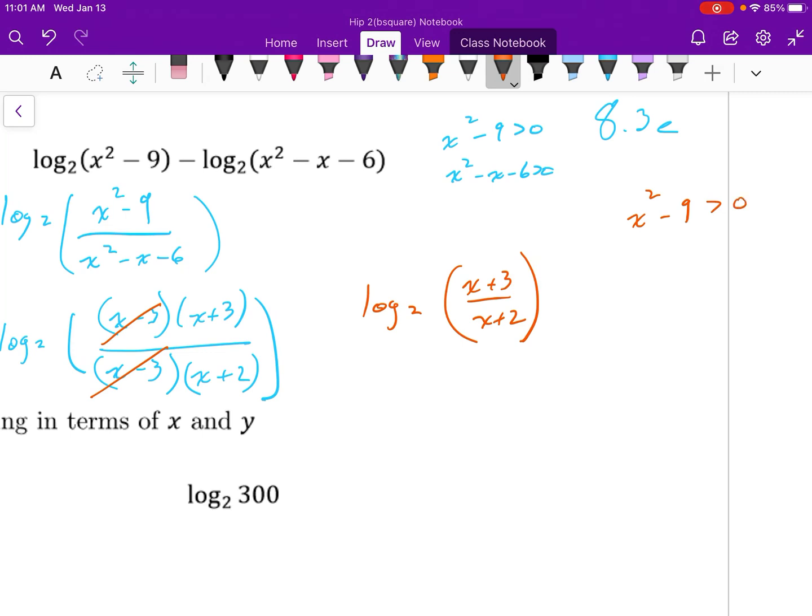And let's take care of some of those restrictions. x squared minus 9 is greater than 0 when x is less than negative 3 or x is greater than 3. Now, x squared minus x minus 6 is greater than 0.